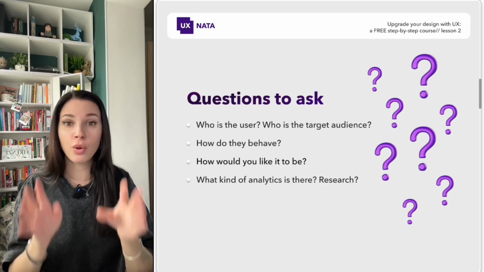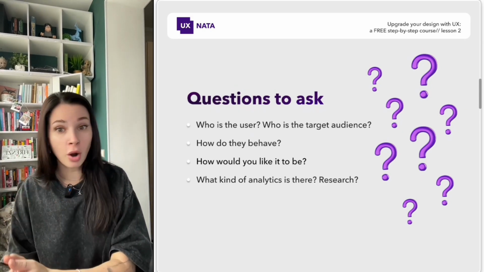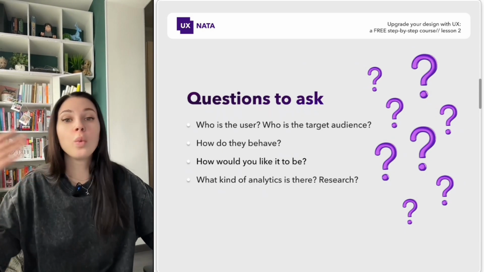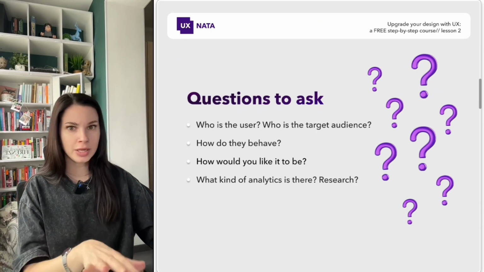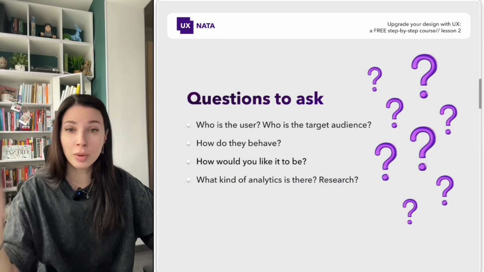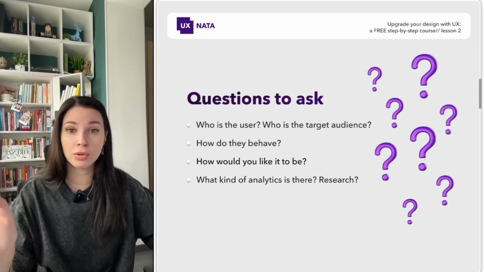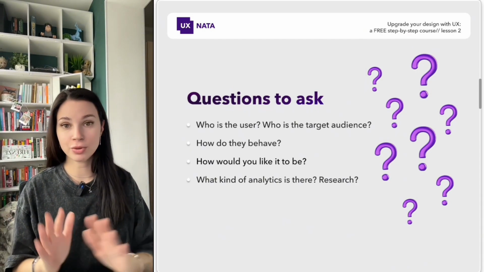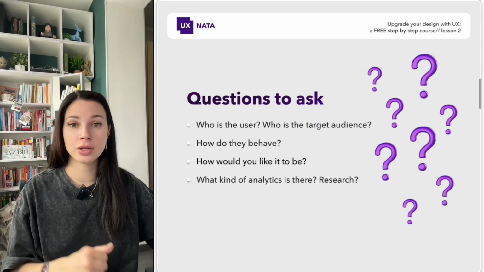So first of all, we should understand that there is a target audience for our product. How do they behave? What do they do? Where? How? How would they like it to be? For example, there are some competitors and you are sure that their websites or apps are absolutely terrible. And last one, what kind of analytics is there? Research, anything to understand your target audience.